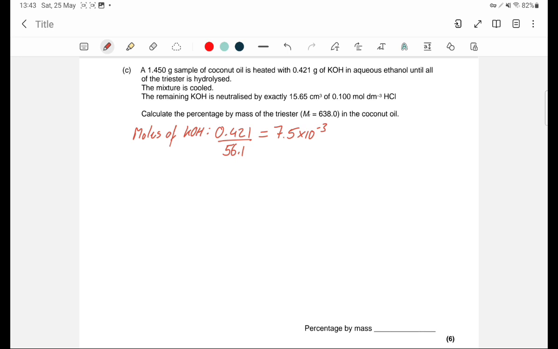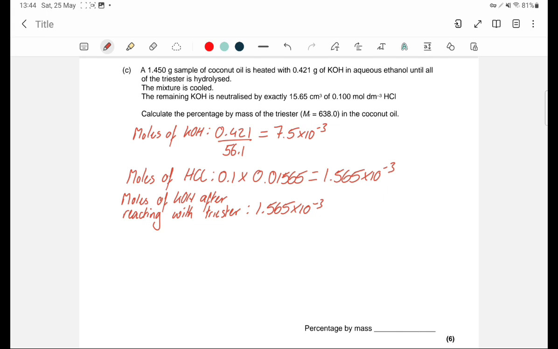Next, work out the moles of KOH left over after reacting with the triester. In order to do this, you have to work out the moles of HCl. So, moles of HCl equal to concentration times volume, giving you 1.565 times 10 to the minus 3 moles of HCl. As the ratio of HCl to KOH is 1 to 1, you have 1.565 times 10 to the minus 3 moles of KOH.